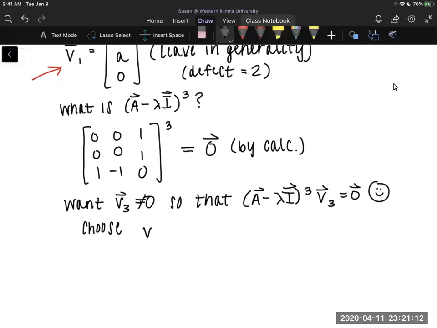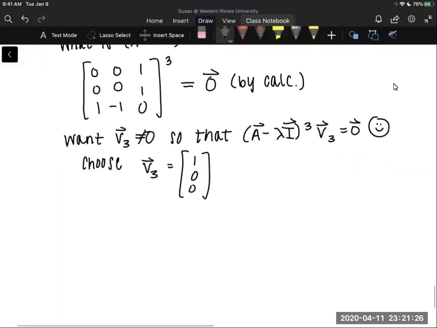And I'm going to choose V3 to equal 1, 0, 0. Your V3 might look different than mine. Just make sure it's non-zero and make sure that it's not a multiple of V1. So now I'm going to move to the next equation. The next equation I want to look at is (A minus lambda I) V3 equals V2.